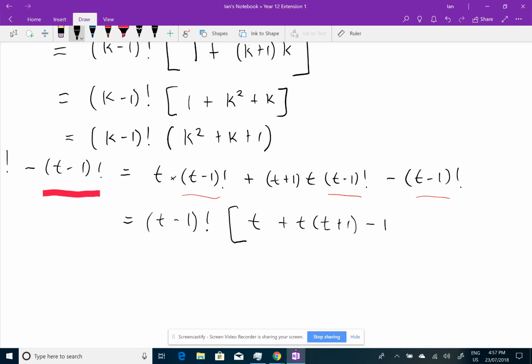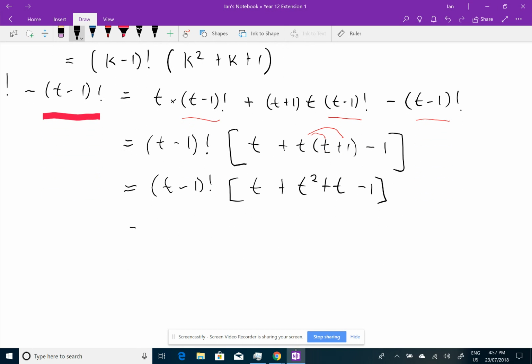And I've got that just one thing there at the back. It's pretty easy to forget that. So t minus 1 factorial. I'll have a t. I'll quickly expand this and get a t squared plus a t. So a t squared plus a t minus a 1. Let's tidy that up, collect the like terms. T minus 1 factorial, and I get t squared plus 2t minus 1. And that's the answer.